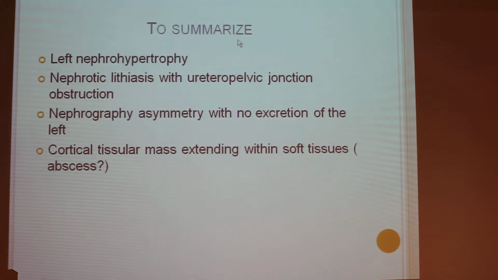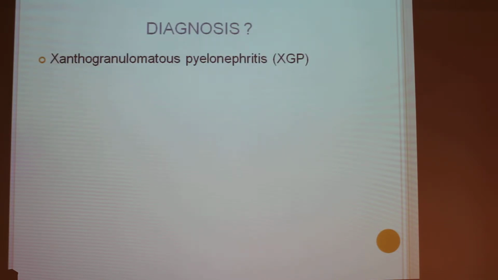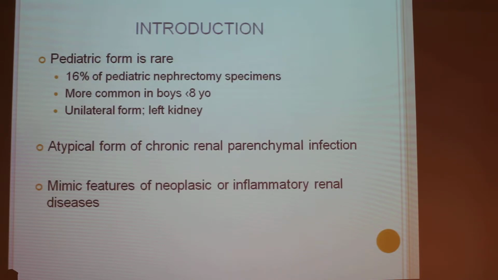So to summarize: left nephromegaly, nephrolithiasis with ureteropelvic junction obstruction, a cortical tissular mass extending within soft tissue, and nephrographic asymmetry with no excretion of the left. The diagnosis was xanthogranulomatous pyelonephritis. In introduction, the pediatric form is rare.